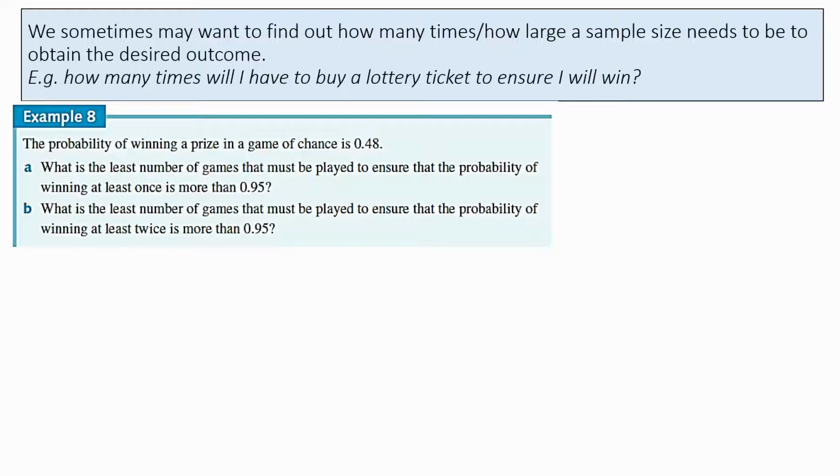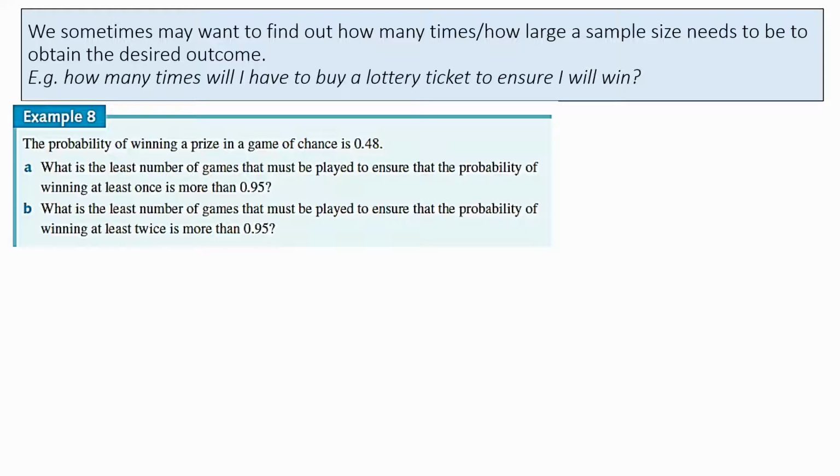Break it apart. It says, what is the least, the smallest number of games that you need to play to ensure that you get a probability of winning at least once of more than 0.95? See, when I read it all out like that, it's like, oh, I have no idea what you just said. Let's break it apart.